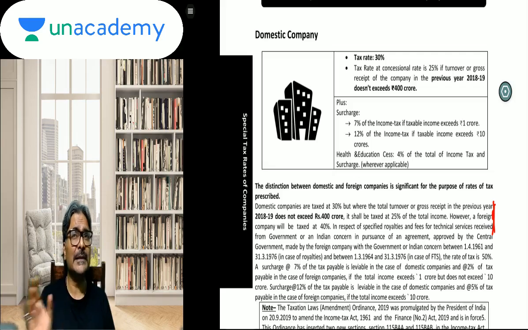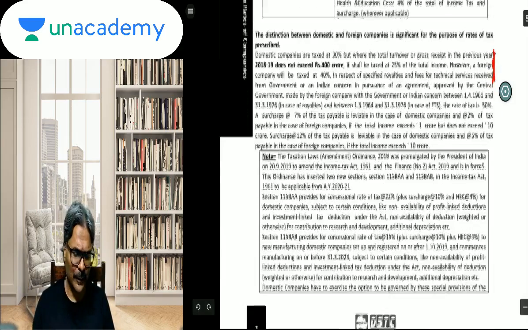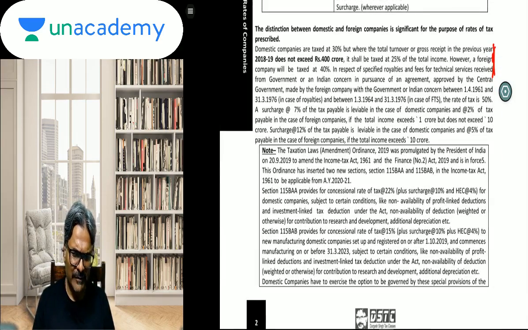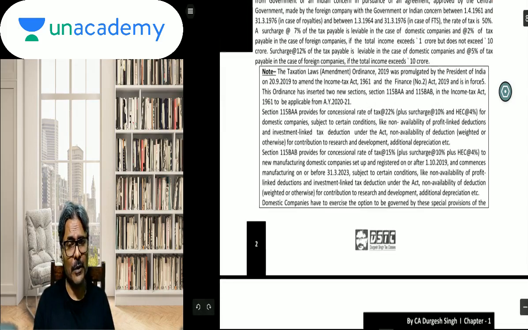Don't do that. These are some of the silly mistakes that you may end up making. Students, there is this 115BAA. I have made a reference, but for this we will be doing a separate lecture on this alternate tax regime at that point of time. Again, a very important topic for your upcoming May 21, November 21 attempt. We will discuss this thing very carefully.